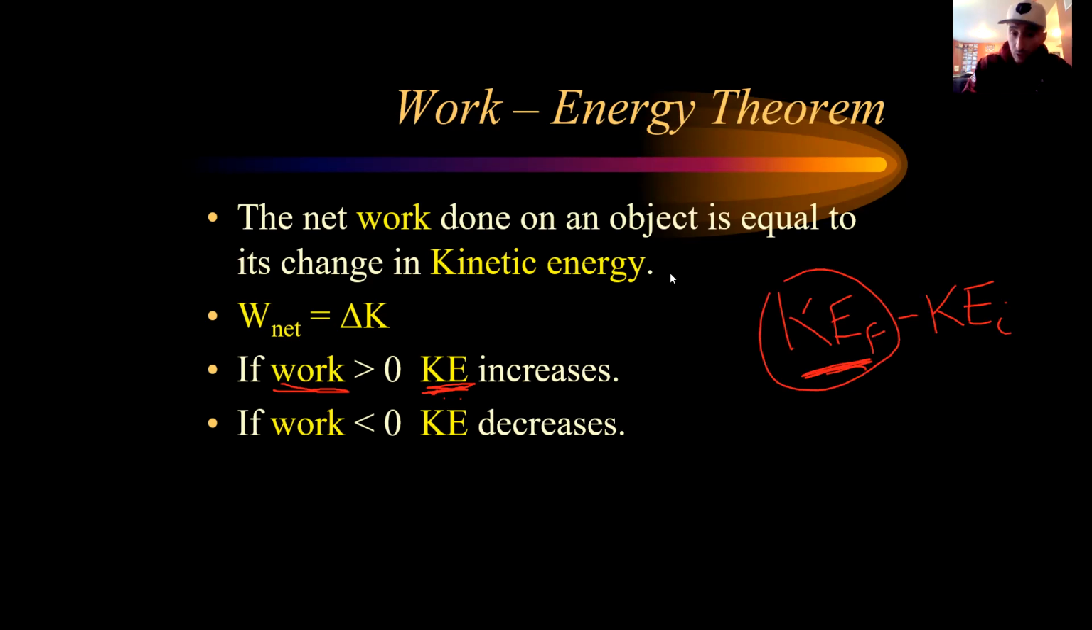If you have negative work, kinetic energy has to decrease. That means the final is going to be smaller than the initial. An example of that is you're driving a car and you hit the brakes. You're slowing down. The brakes have done negative work on your car, and your kinetic energy has decreased. Same thing with positive work: you hit the gas pedal, you speed up, you have a higher final velocity, which gives you a higher final kinetic energy, which means you've done positive work on the car.